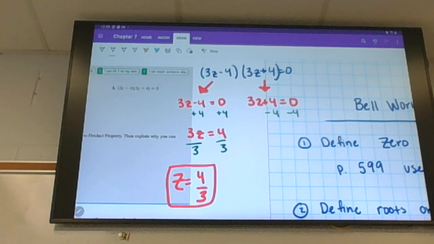Subtract 4. Now 3z equals negative 4. Divide by 3.